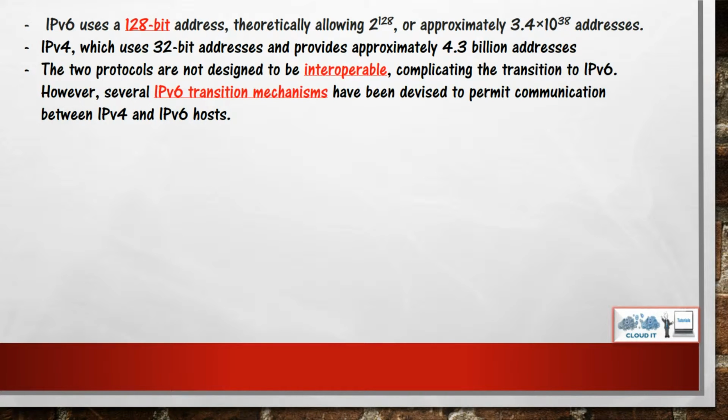The two protocols are not designed to be interoperable, so this complicates the transition to ipv6. However, several ipv6 transition mechanisms have been devised to permit communication between ipv4 and ipv6 hosts.